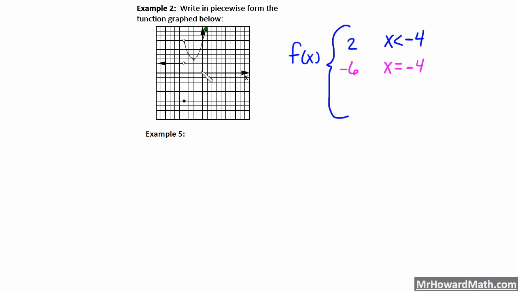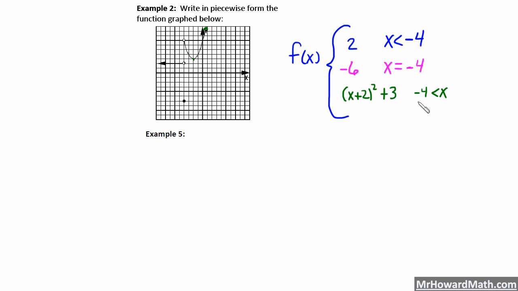The next thing we need to do is track our vertex. It went left 2 and up 3. So that is going to be x plus 2 quantity squared. That gives us the left 2, and then it's plus 3 out here to the side because we moved it up 3. So that's x plus 2 quantity squared plus 3. Now we apply the domain statement. That is when x is greater than negative 4.